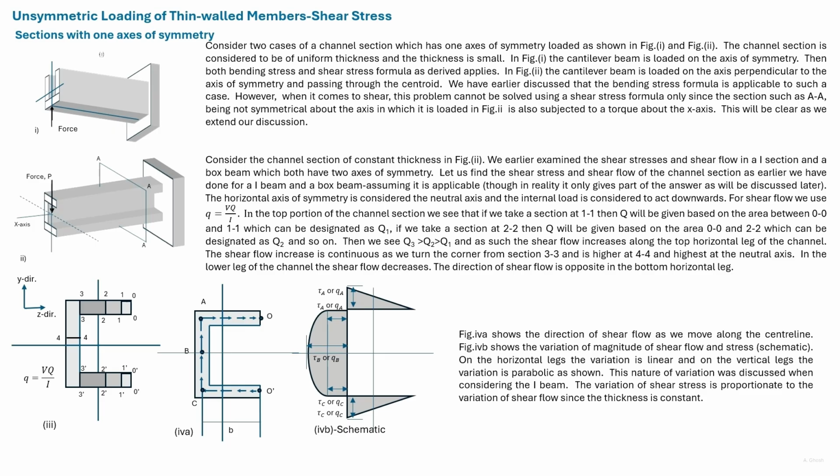We'll now look at the shear case for unsymmetrically loaded thin-walled members. First, we'll deal with sections with one axis of symmetry and then sections with no axis of symmetry. One would remember that the shear formula we obtained was based on the flexure formula. So the restrictions of the flexure formula apply here as well.